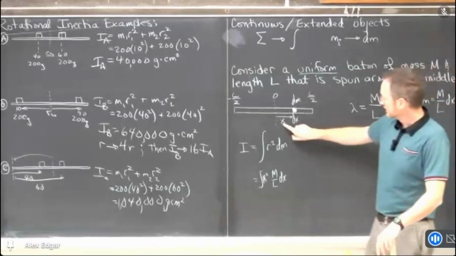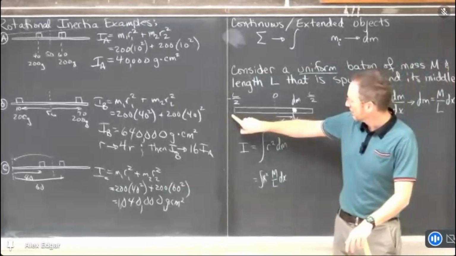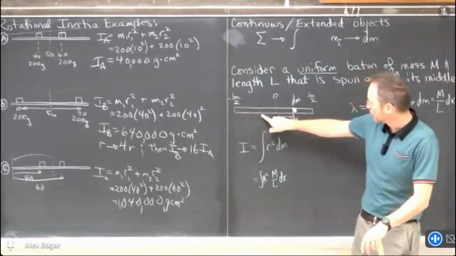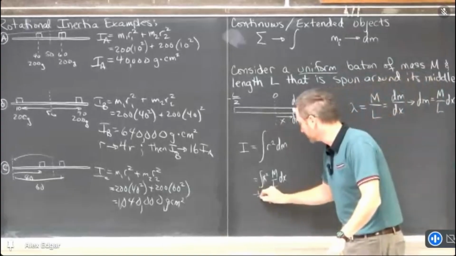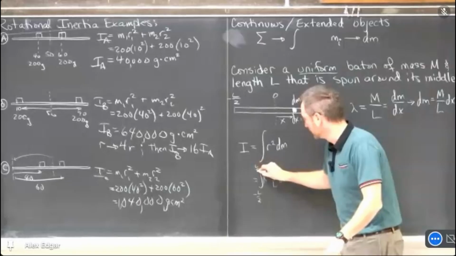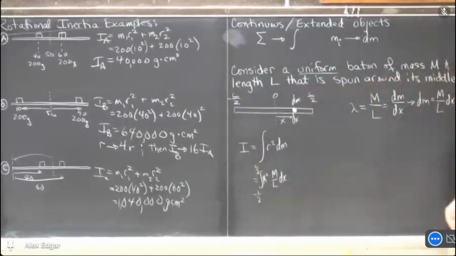And that distance x from the axis, we're going to start way down here at negative L over 2, and we're going to walk all the way across until we get to L over 2. So our limits of the integration are going to be minus L over 2 to L over 2. And those of you in calculus should be okay with this. Those of you not in calculus, I don't expect to be all that okay with this. Certainly not at the beginning.